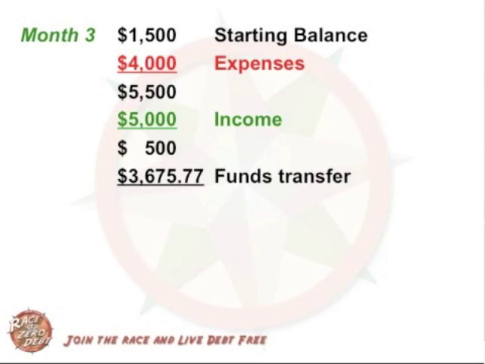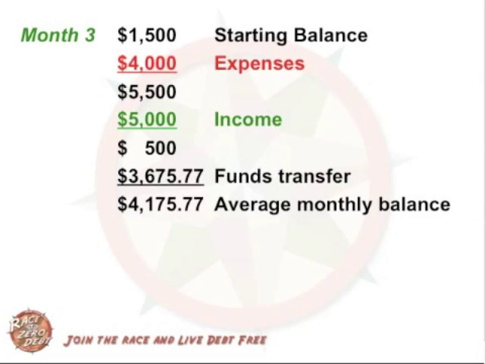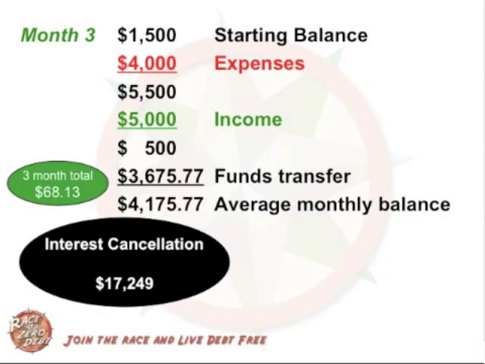All right? So now we have a balance of $41.7577. Our monthly interest charge is $34.80. Now our total interest charge for the 3 months has been $68.13. By doing the funds transfer, we've just canceled out $17,249 in interest off of our mortgage.